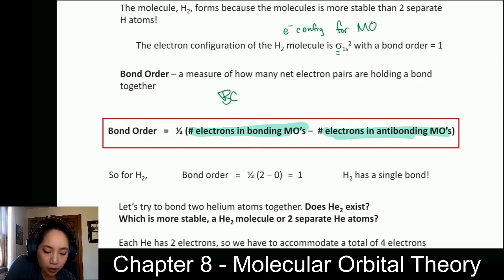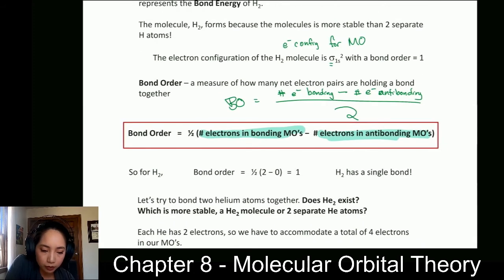So bond order equals number of electrons in bonding MOs minus number of electrons in antibonding MOs, and then just divide by 2.